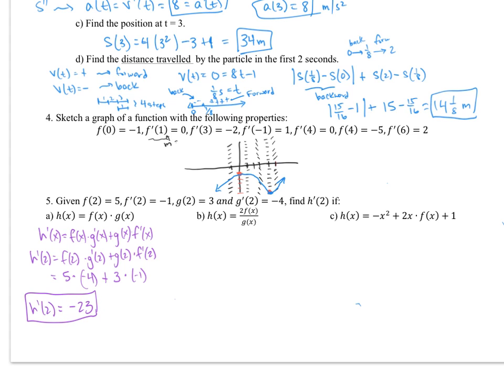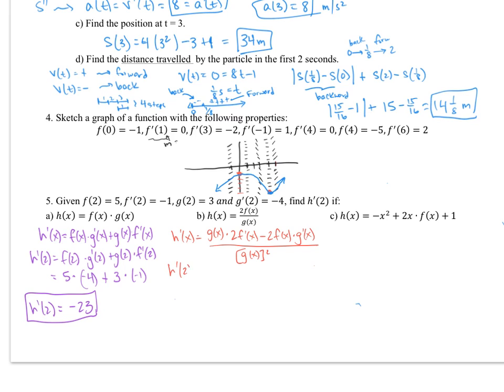Okay, for b, it says h of x equals 2 times f of x over g of x. So in this one, we're going to use the quotient rule. So I've got h prime of x equaling the bottom, g of x, times the derivative of the top. Now, this is a constant, so it's just 2f prime of x, minus the top, which is 2f of x, times the derivative of the bottom, g prime of x, all over the bottom, g of x squared. Now, putting in values I know.